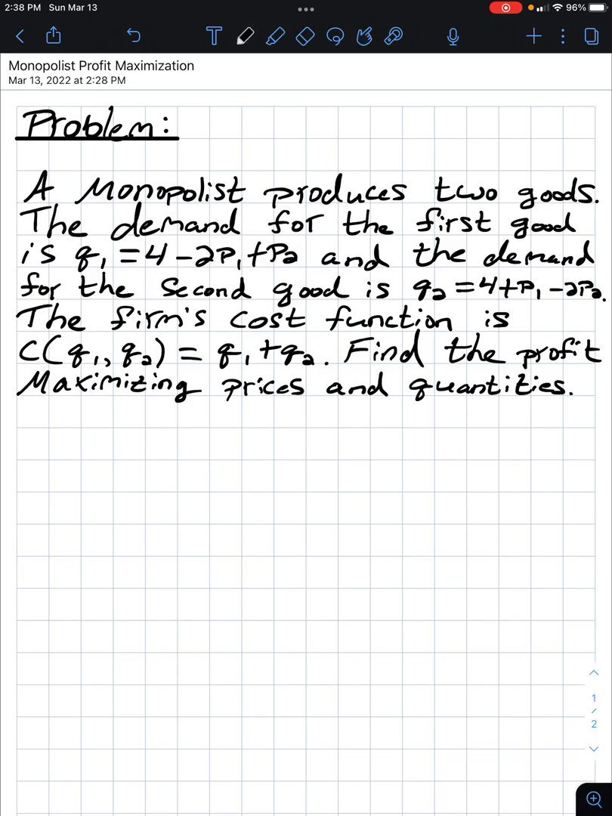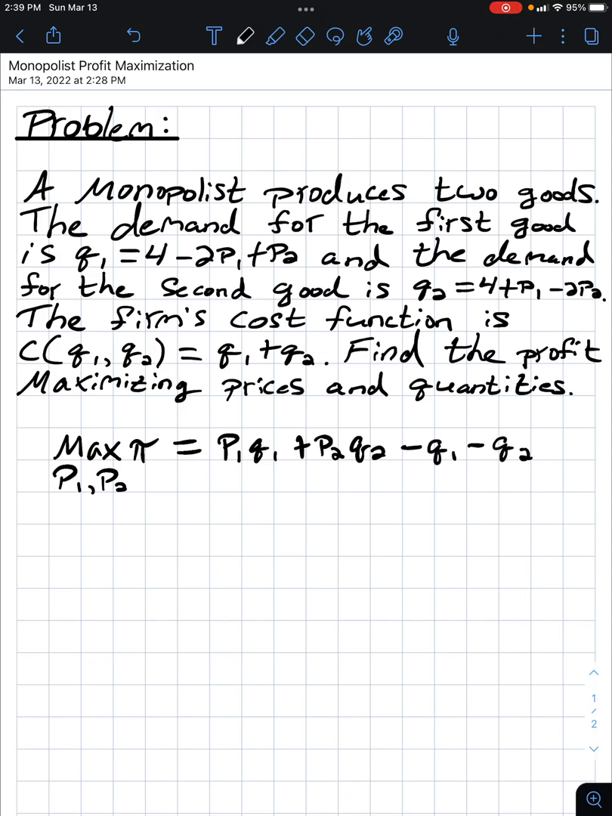Well, the goal of the monopolist is to maximize profits. So we're looking to maximize profits subject to our prices of P1 and P2. And what is the profit equation in general? It's our revenues minus our costs. So that's going to be equal to P1 times Q1 plus P2 times Q2 minus Q1 minus Q2.